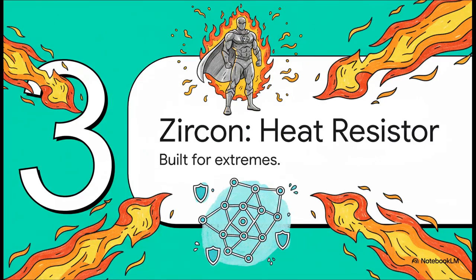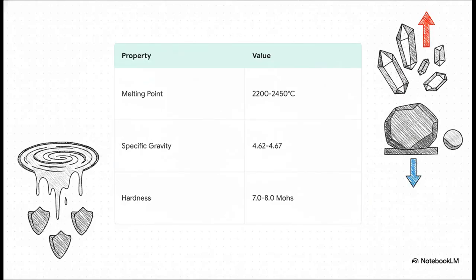Which brings us to Section 3, zircon, the heat resistor. The heavy-duty cousin of silica built for absolute extremes. Now, what's really interesting about this slide is the sheer scale of these numbers. If silica is our versatile shapeshifter, then zircon is the heavy-duty superhero. Look at these raw stats.